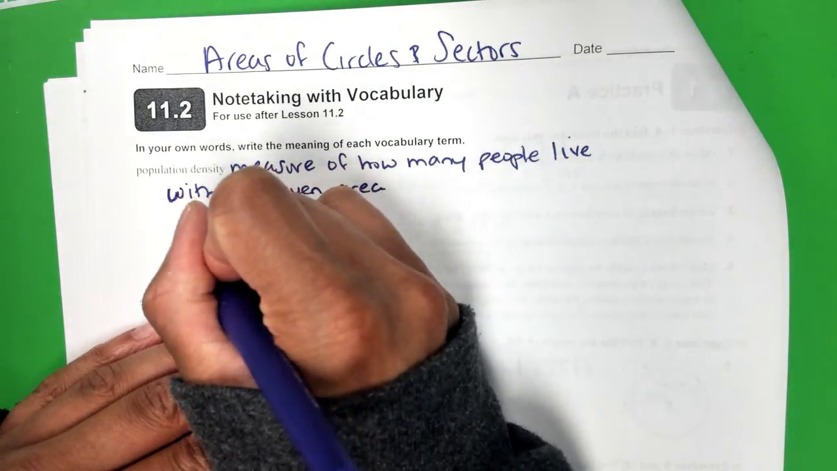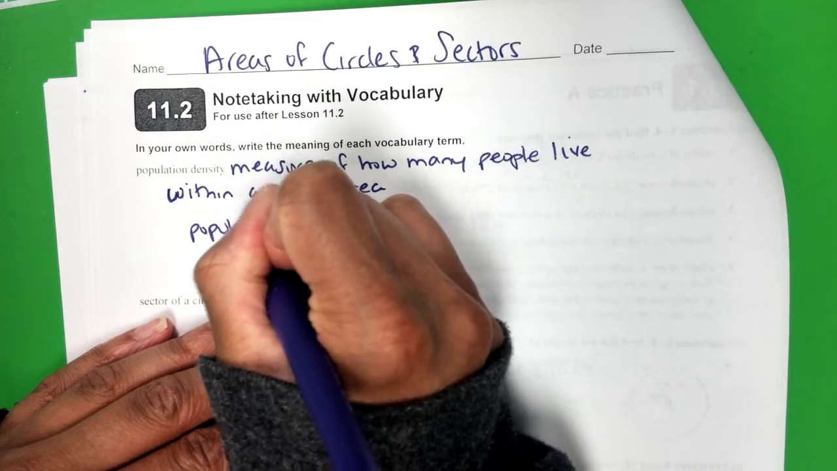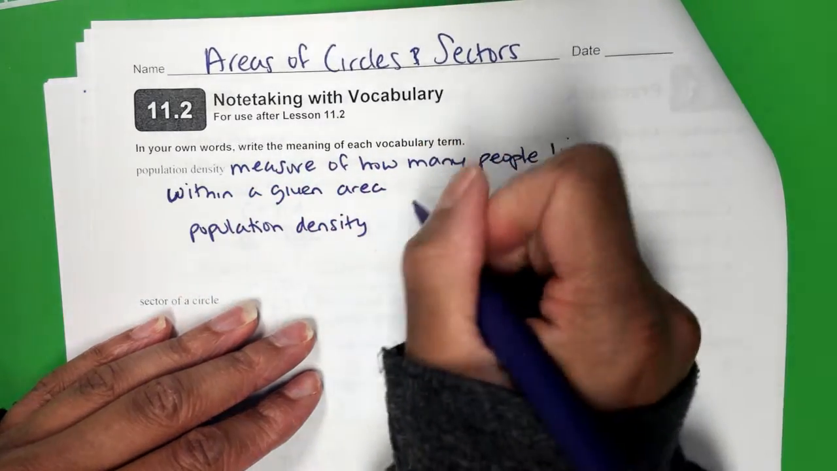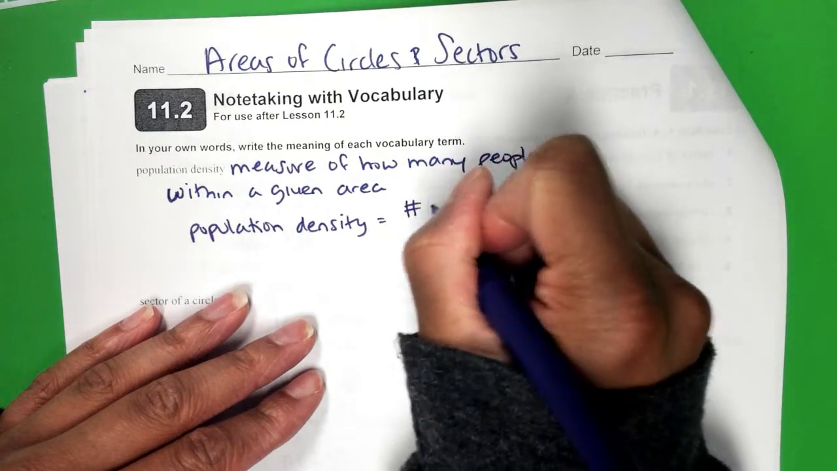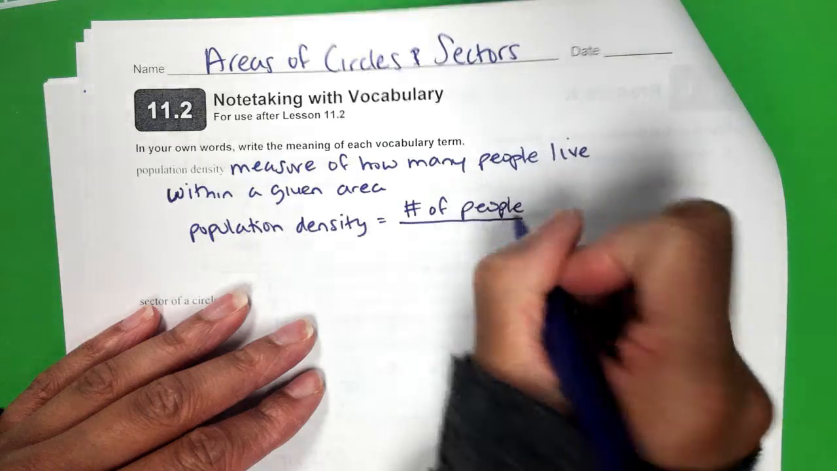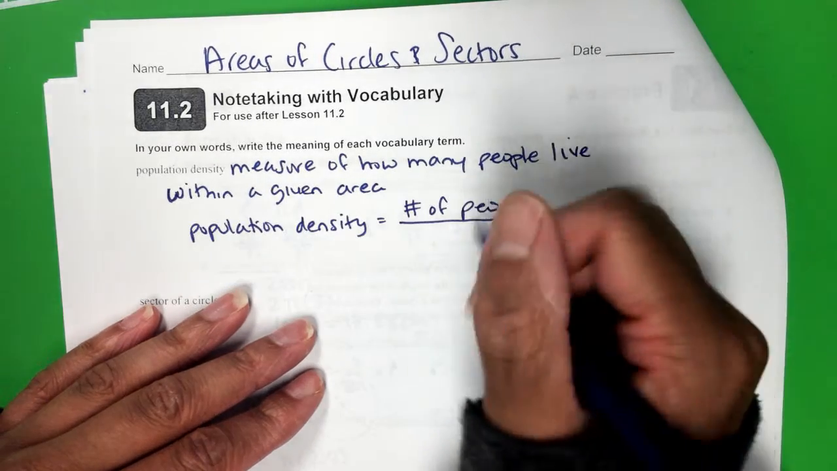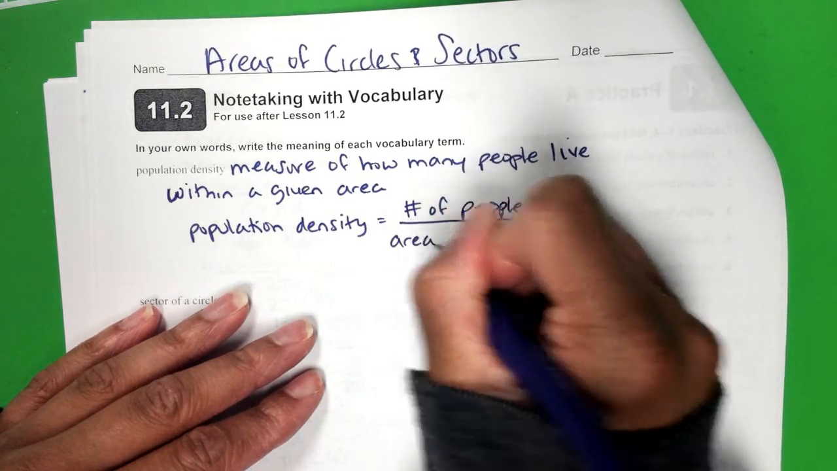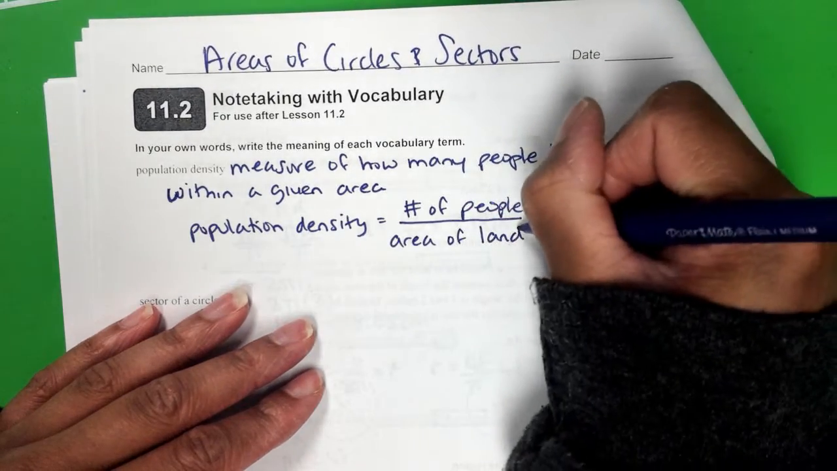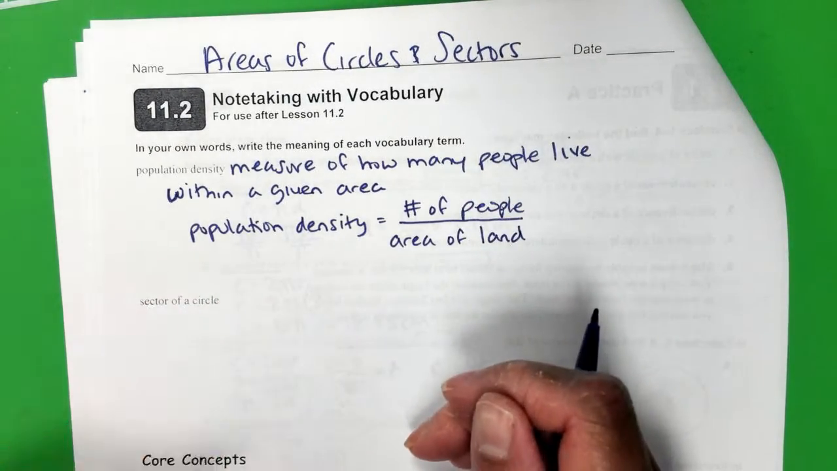And to find population density, this equals the number of people all over the area of land. Okay, so that is how you find population density.